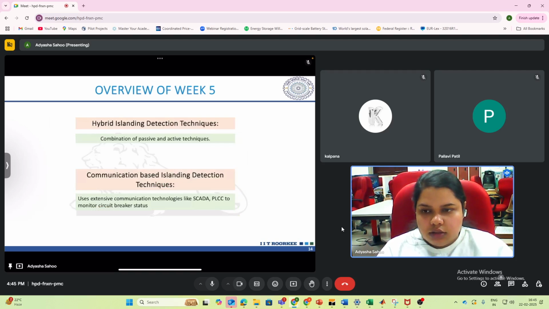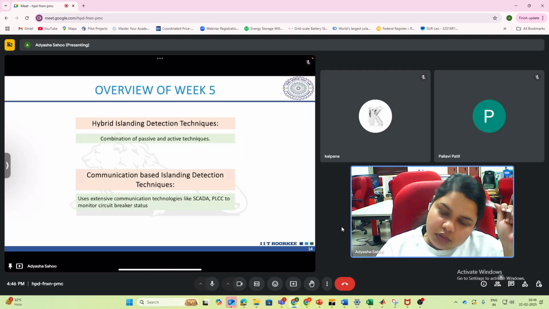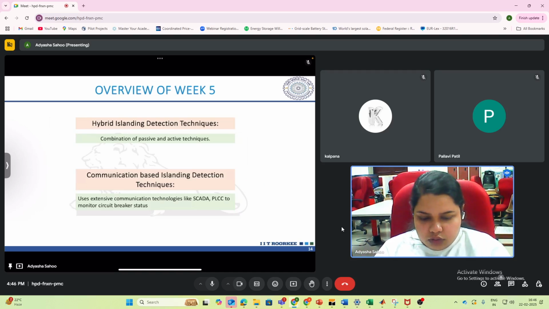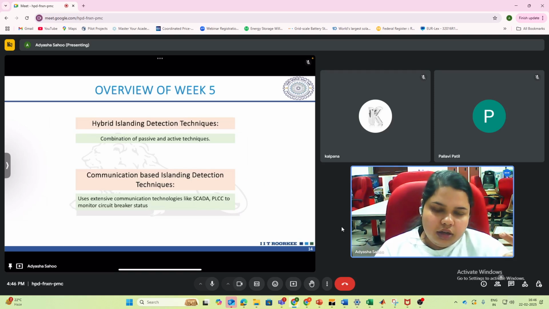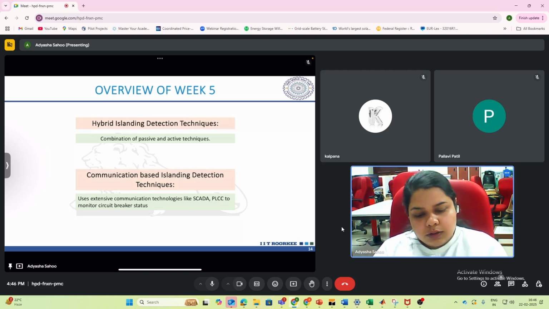Then next is this hybrid islanding detection technique. Here we basically combine both these techniques. The passive techniques are very simple because you don't have to do anything. You just need to monitor and compare with the threshold. But the disadvantage was that it has a non-detection zone that we saw, and this threshold calculation is also not so easy.